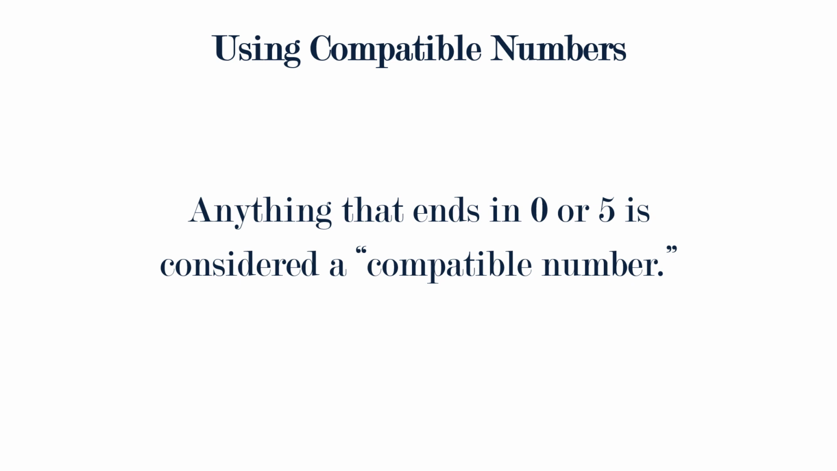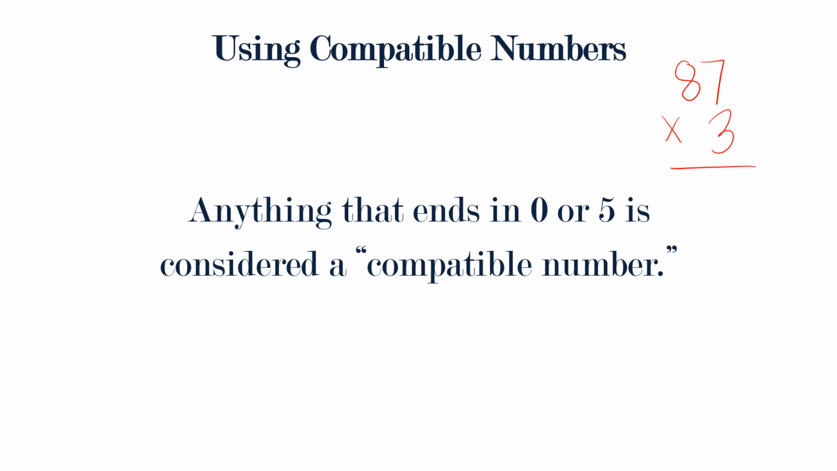Now, compatible numbers. We're using this term loosely here. So compatible numbers are numbers that are easy for students to work with. A compatible number is defined as anything that ends in a 0 or a 5. So, for example, if you have a number like, let's say 87, or let's make it into a whole problem, 87 times 3.